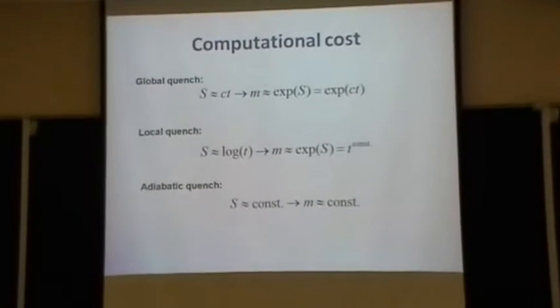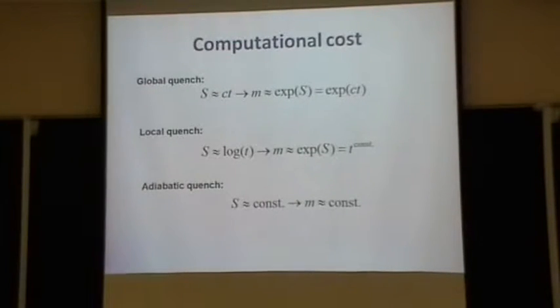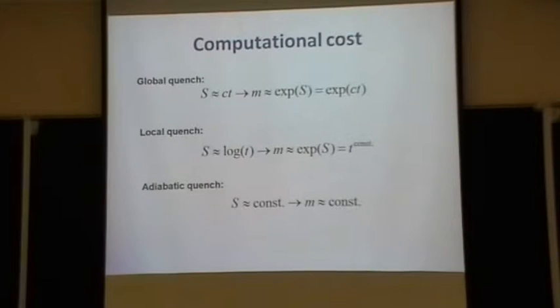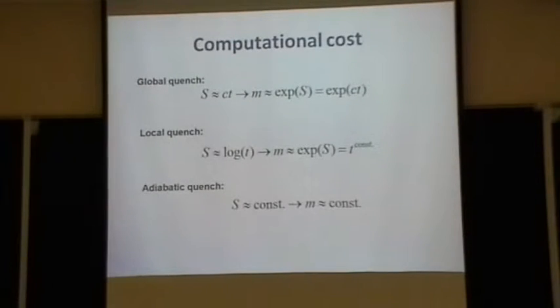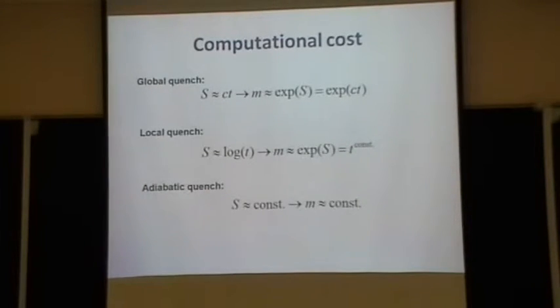So, to summarize what I just mentioned, for a global quench, we expect that the entanglement entropy is going to grow proportional to the time. How does it translate to computational cost? The computational cost in DMRG is measured by the number of states that we need to keep, right? And we know that the number of states is proportional to the exponential of the entanglement entropy. So that means that the number of states will grow exponentially in time. And that's something that we've seen already in the previous slides last lecture.